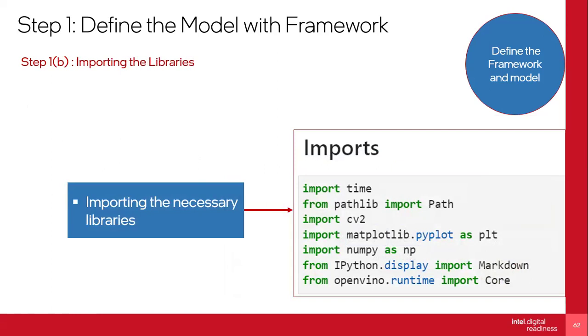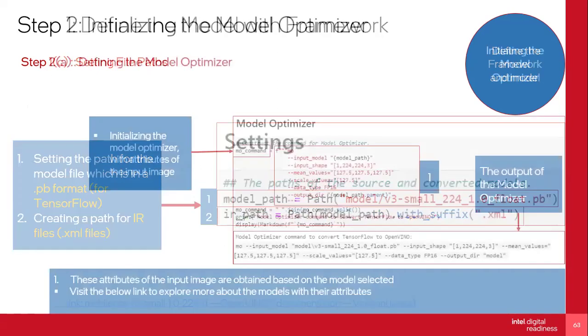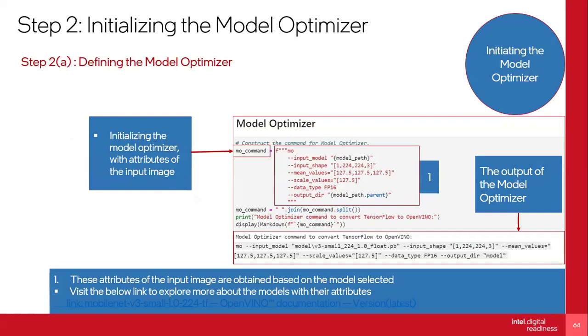What are all the libraries you need? You need to import them, and then set the file path. Wherever the model V3 small file is, that file path you have to give, and then the XML path also you have to create for the IR files. Then defining the model optimizer: the input model, model path and shape, scale value, data type, output direction, everything.